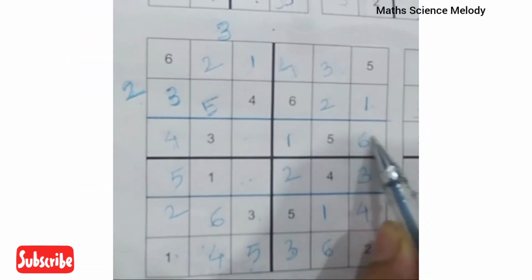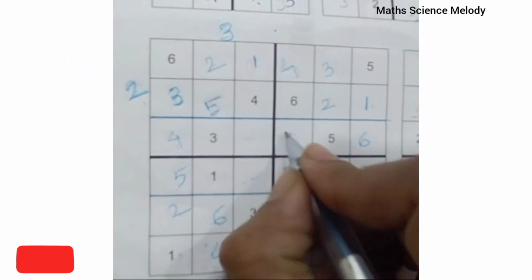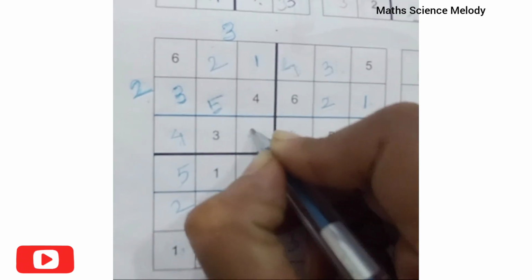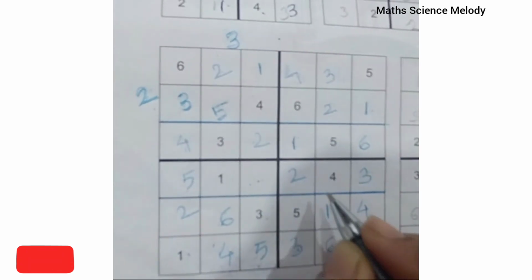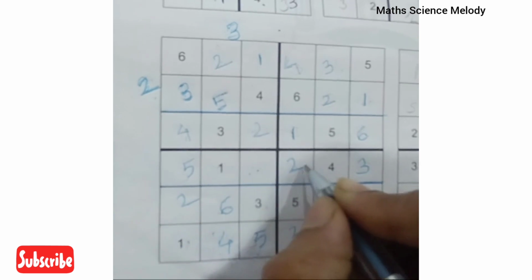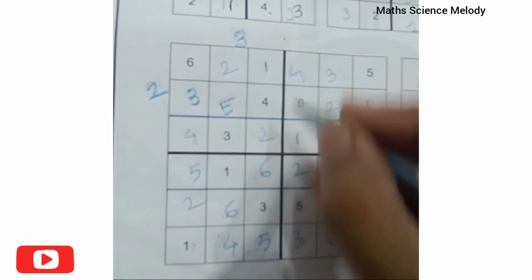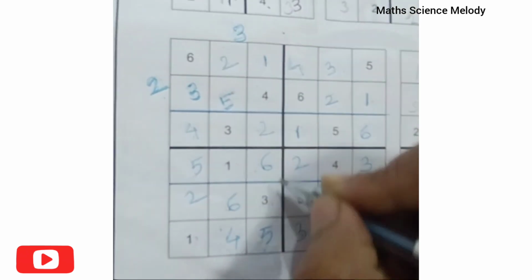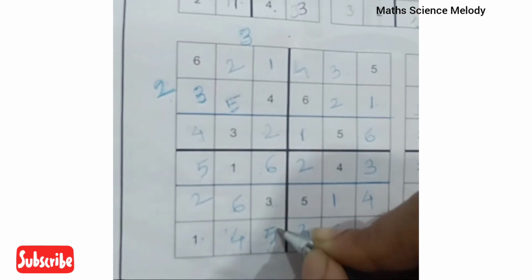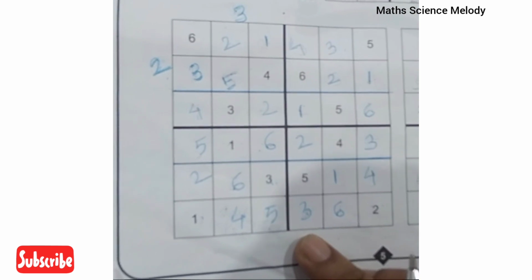Now let's find the missing number for the third row. 1, 2 are missing here, so it will be here. Same for the fourth row. 1, 2, 3, 4, 5. 6 will be here. Check the third column. 1, 2, 3, 4, 5 and 6. In this way we got the solution for this puzzle.